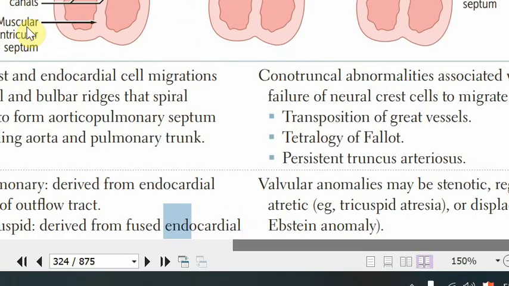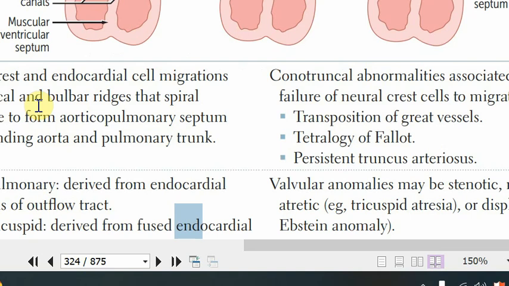So let's say that this process fails for some reason. The patient will have conotruncal abnormalities. It can be primary conotruncal abnormalities due to a genetic defect, or it can be secondary due to, for example, the patient having one of the primary immunodeficiencies, for example, DiGeorge syndrome. So conotruncal abnormalities are associated with failure of neuronal crest cells to migrate, and they can lead to the following.